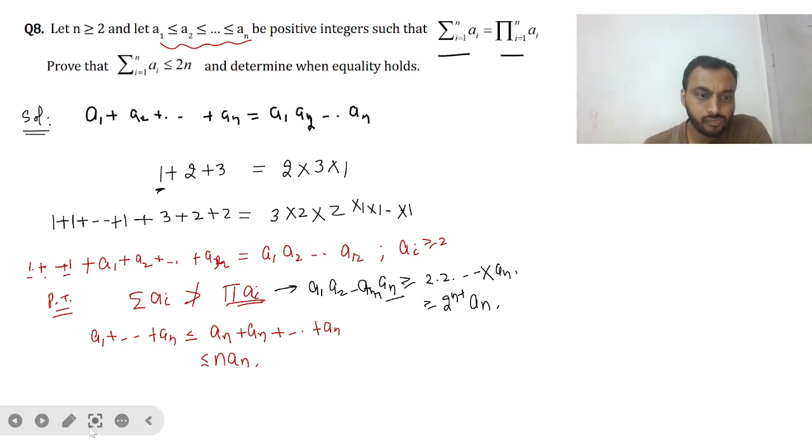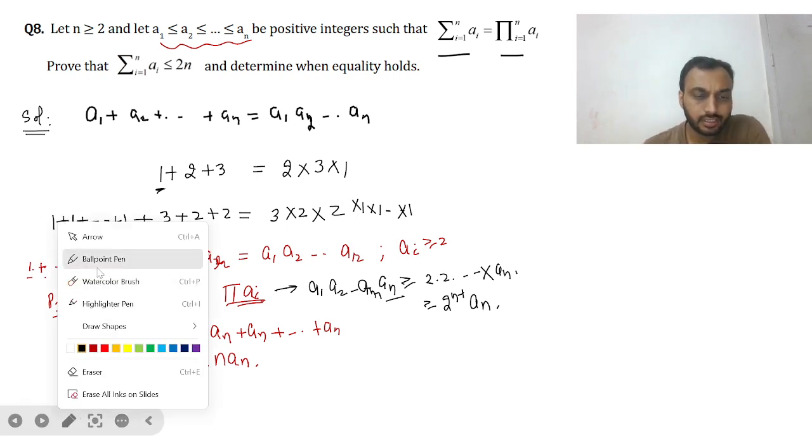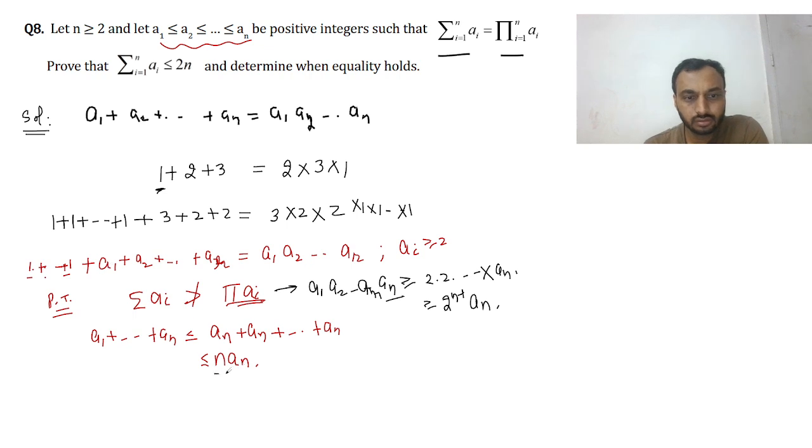So the greatest value of the summation of ai is this. If we prove that this greatest value is not greater than the product's minimum value, then we can prove that the summation of ai is not greater than the product of ai easily. So let's see.